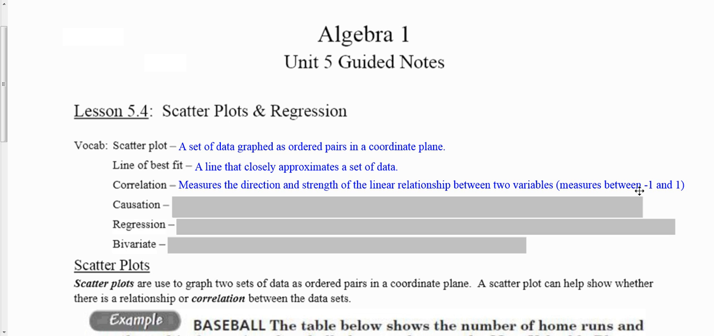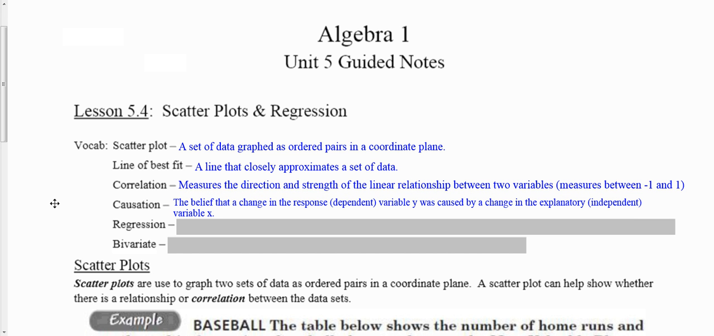Now also, the closer the correlation is to 1 or -1, the stronger the correlation is. So it means the points are really, really close to each other. If it's like a correlation of 0, that means all of the points are scattered everywhere and there really is no correlation.